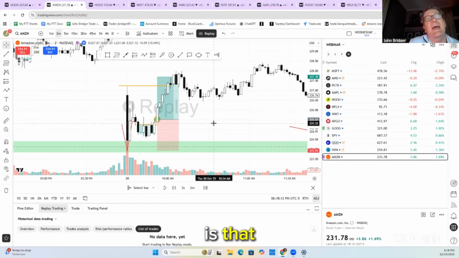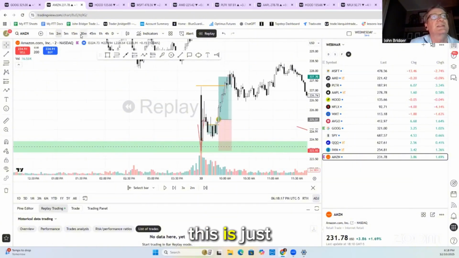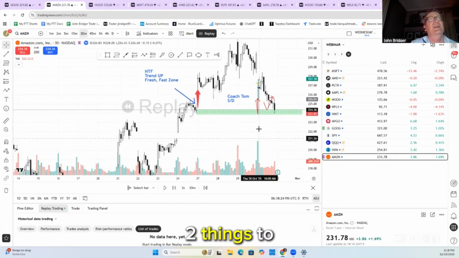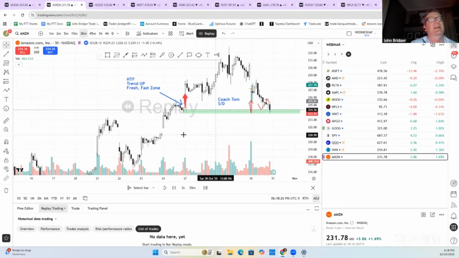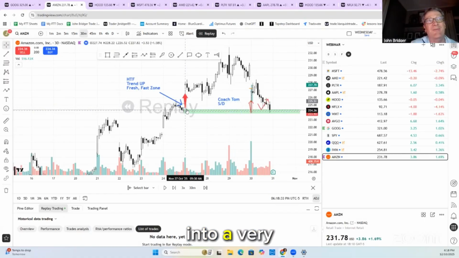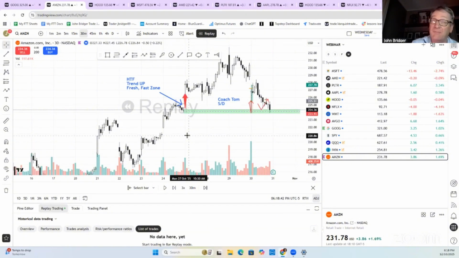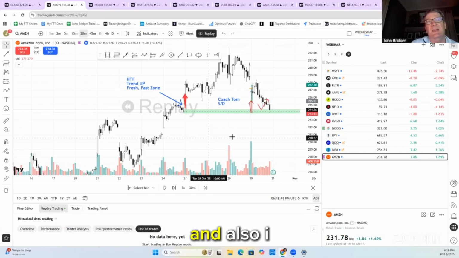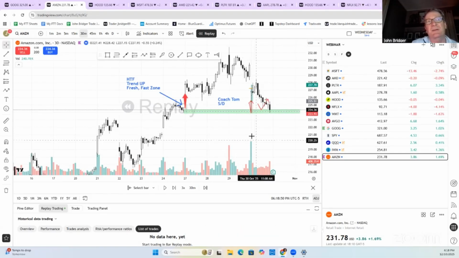Now, is that an A plus breaker structure? No. So what do you lean on? This is just how you stack things together, right? Two things would give me the confidence to take it. I've got a strong upward trend, had a drop, and it's dropping into a very fresh zone. Now, if this zone was not fresh, if it had already been tapped before, maybe it wouldn't have been a good enough situation for me to take that trade.